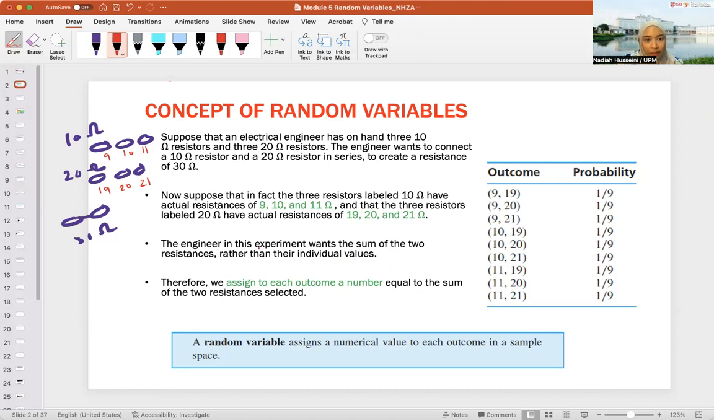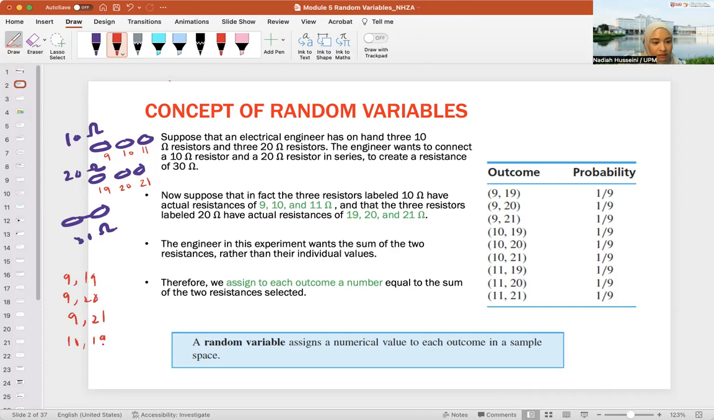Let's go back. We have 3 10-ohm resistors, 3 20-ohm resistors, and the engineer wants to select only 2, because he wants to create a resistance of 30 ohms from 10 and 20. So he has to pick one 10 ohm and one 20 ohm. The outcomes in our sample space, if I were to list them down, would be 9, 19, 9, 20, 9, 21.